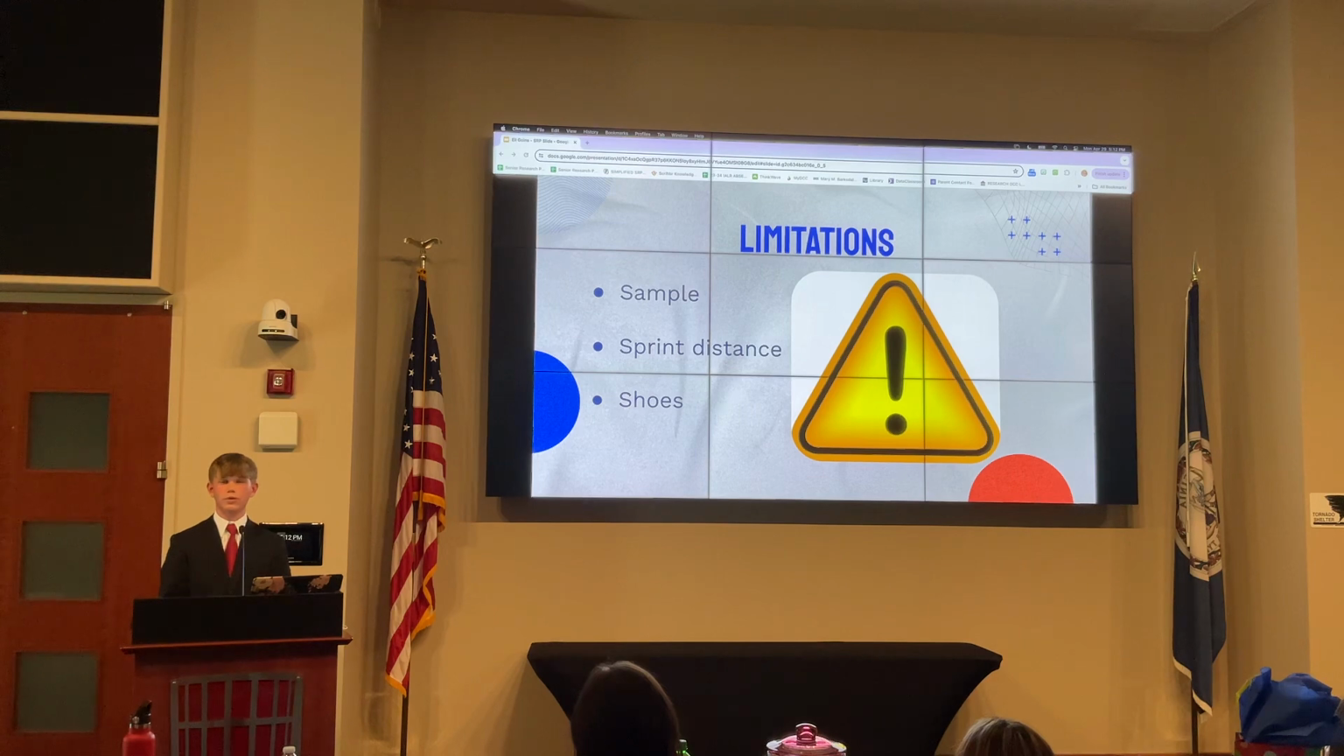While there are quite a few limitations, there were some that were more glaring than others. The first limitation I faced was my sample. My sample had varying levels of athleticism among my participants. Another limitation I faced was my sprint distance. My distance was set at 30 meters, which did not allow for the effects to be truly measured. And along with these limitations, shoes limited my data as some participants wore non-athletic running shoes, which hindered their running performances.